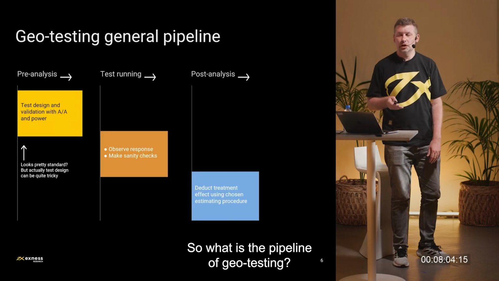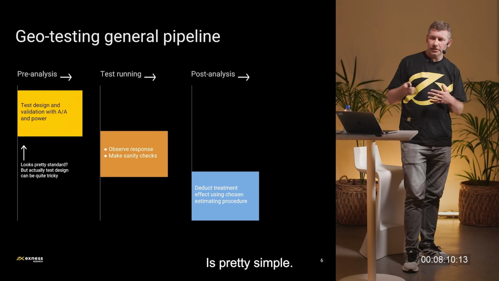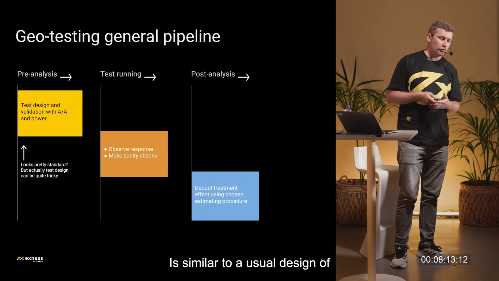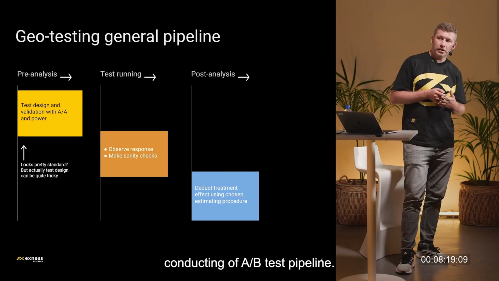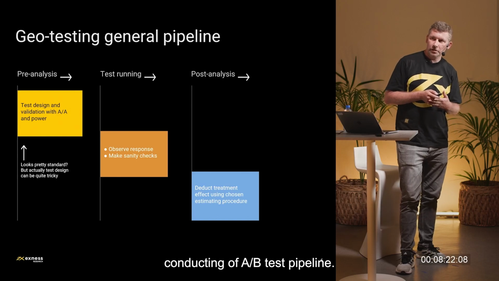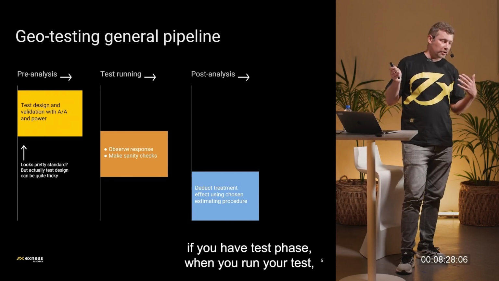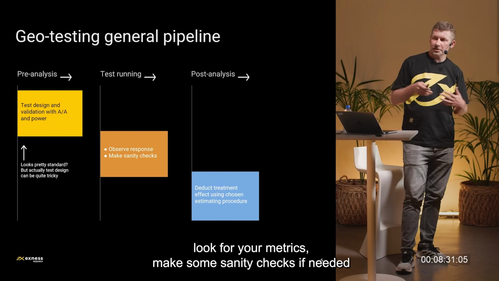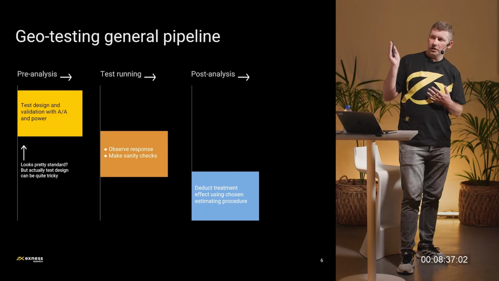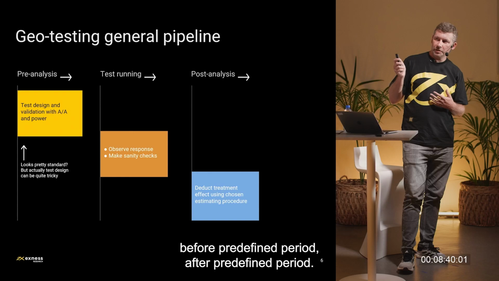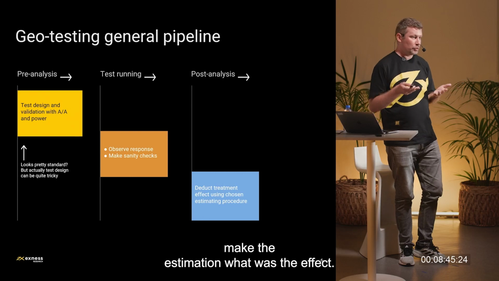So, what is the pipeline of geo-testing? It's pretty simple, similar to the usual design of conducting an A/B test pipeline. You have a pre-analysis phase, and you have a test phase. When you run your test, you look at your metrics and make some sanity checks if needed. You also stop your test after a predefined period, and after this you need to make an estimation of what the effect was.